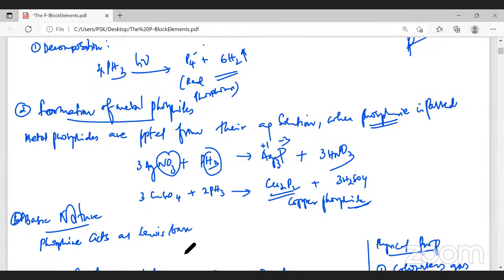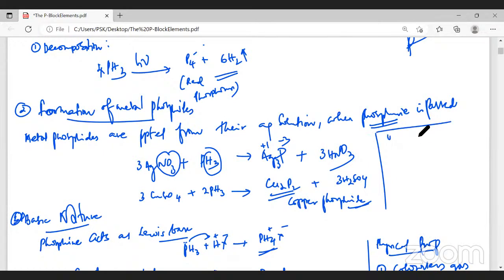Now, for example, when phosphine is treated with hydrogen halides like HCl, HBr, or HI, hydroiodic acid, we get PH4+ X- ionic compound. So this phosphorus will donate a pair of electrons to H+ to form PH4+, and that PH4+ combines with X- to form PH4X. This is important.